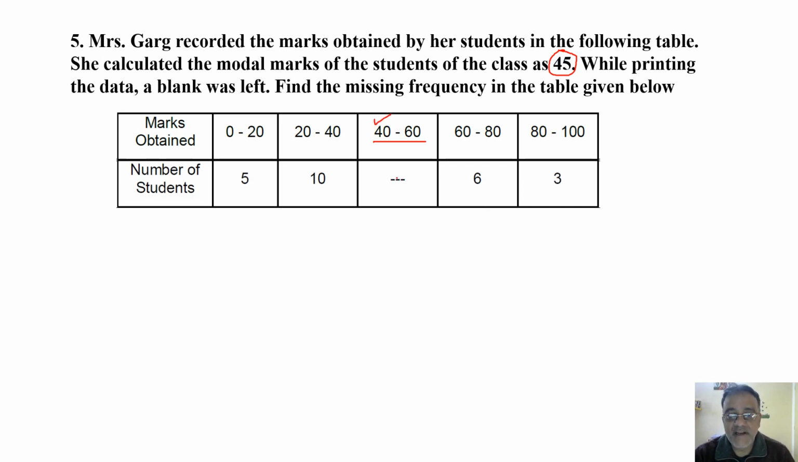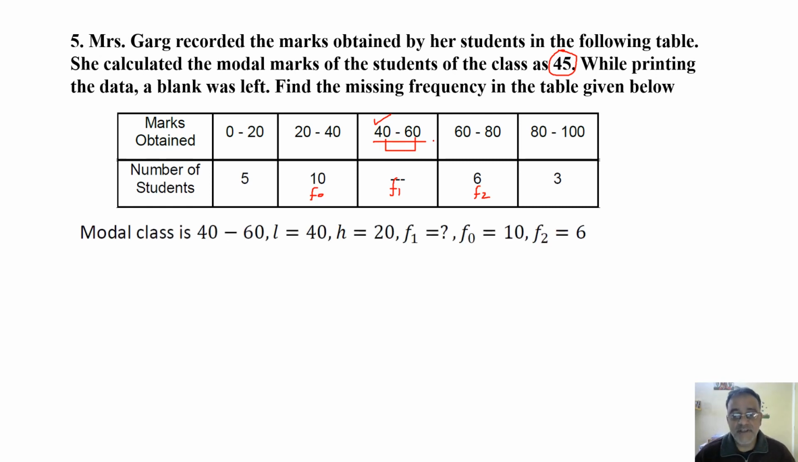40. And this is F1, which we have to find, and this is F0, 10, and this is F2, 6. And what is H? 20. Right. So we have written all these values. Now we will substitute in the formula, that is mode is equal to L plus (F1 minus F0) upon (2 times F1 minus F0 minus F2).